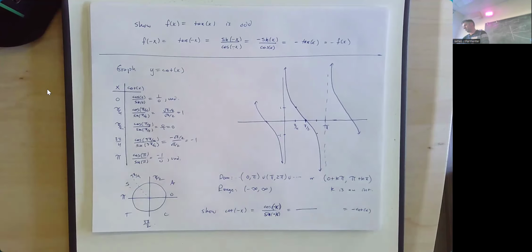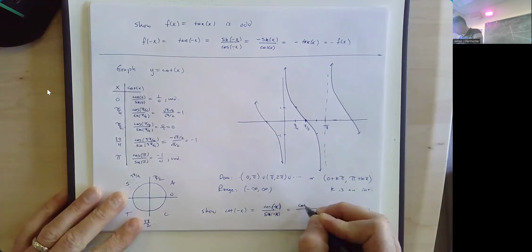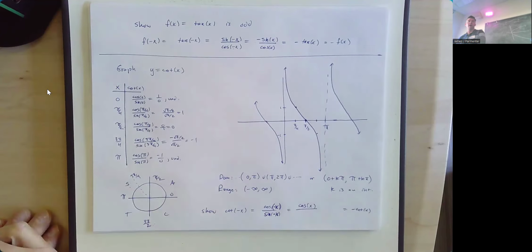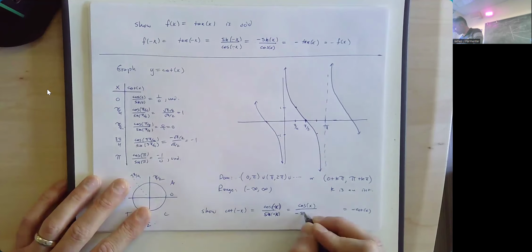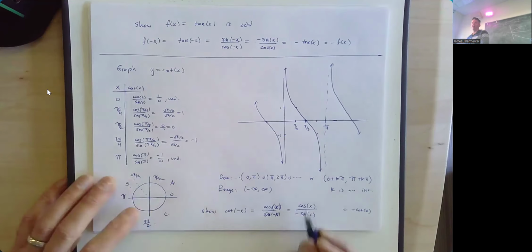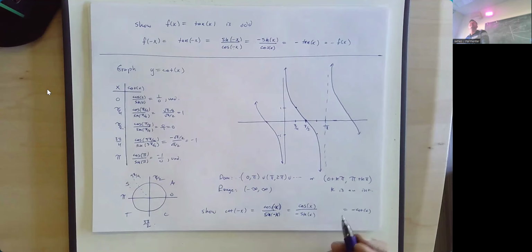Let's see. Cosine is an even function, so cosine of negative x should just be cosine of x. Sine's an odd function, so sine of negative x is negative sine of x. And cosine divided by sine is cotangent, so cosine divided by negative sine is negative cotangent. That's it. It's odd.